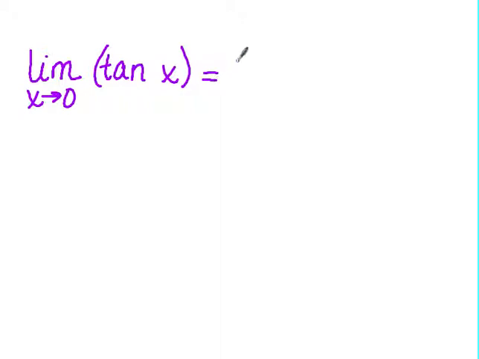Zero. Good. It's just basically whatever the value of tangent of 0 is, and we know that is 0. So it goes for trig functions as well. All you're doing is directly substituting in the values. Okay. Let's look at this one.